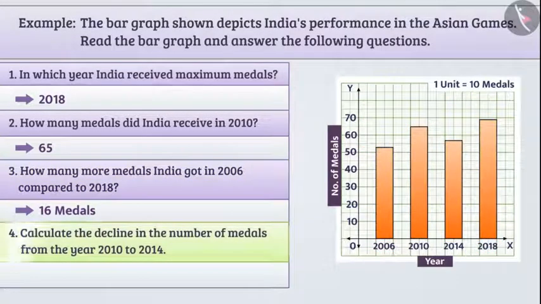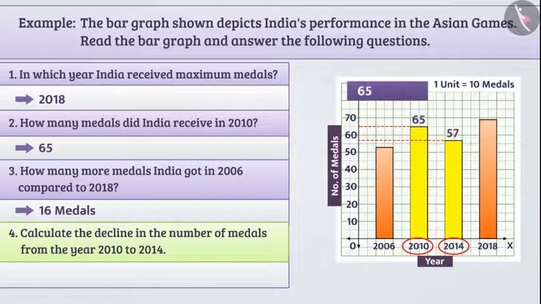Calculate the decline in the number of medals from the year 2010 to 2014. India received 65 medals in 2010, while in 2014, 57 medals were received. In this way, from the year 2010 to 2014, the number of medals has fallen by 65 minus 57 equals 8 medals.